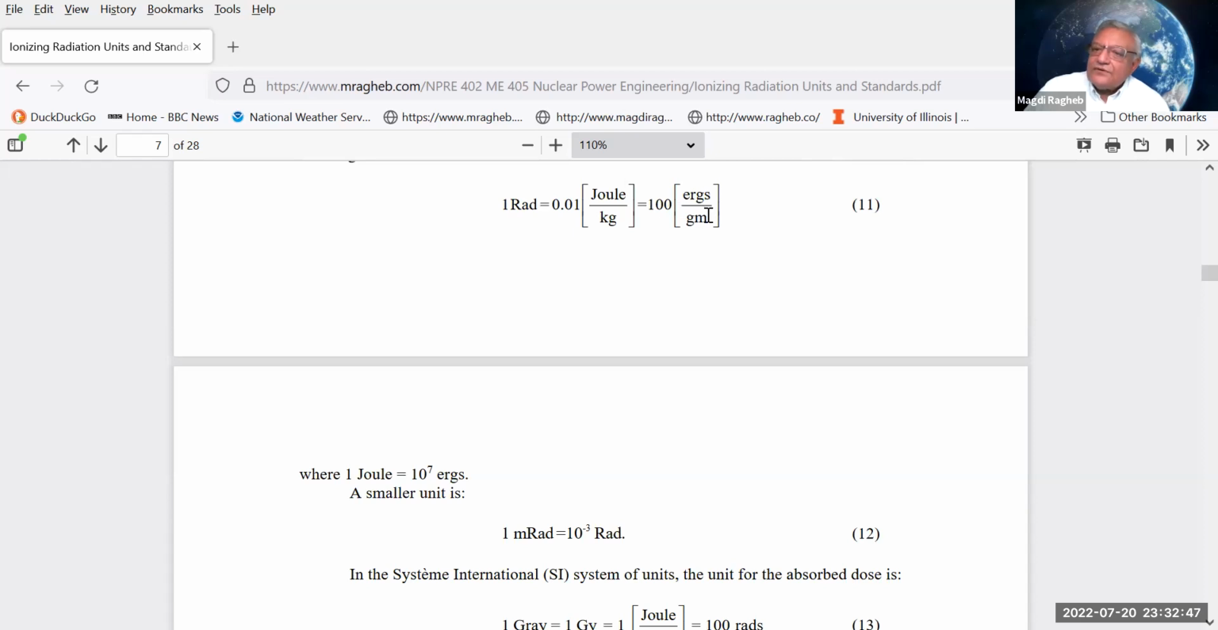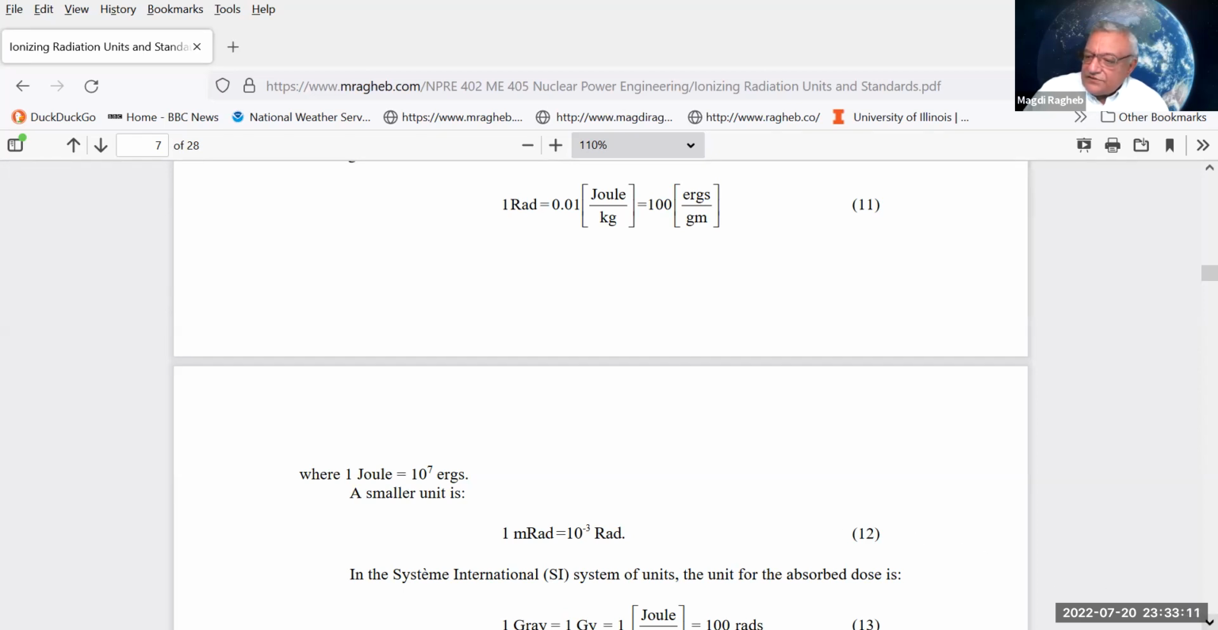That is in the conventional system of units, a centimeter, gram, second. And that is the same as 0.01 joule per kilogram. You know that 1 joule is 10 to the 7th or 10 million ergs in energy. That unit is very large, so we use a millirad as 1/1000th of a rad.